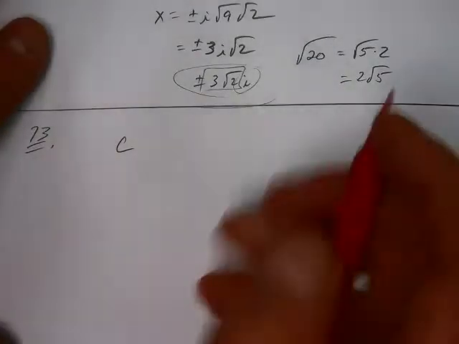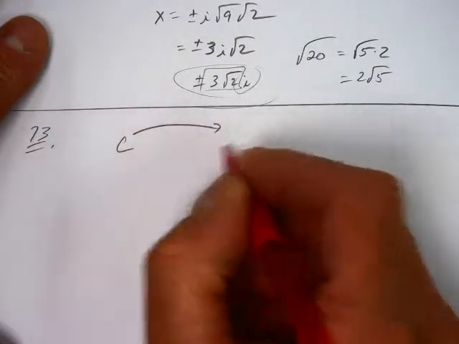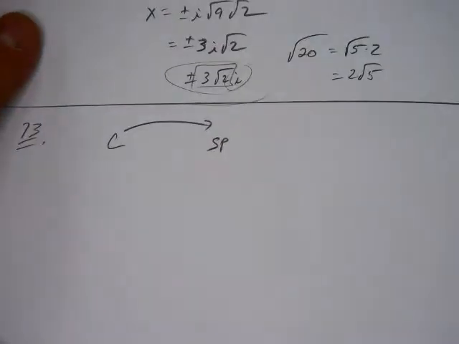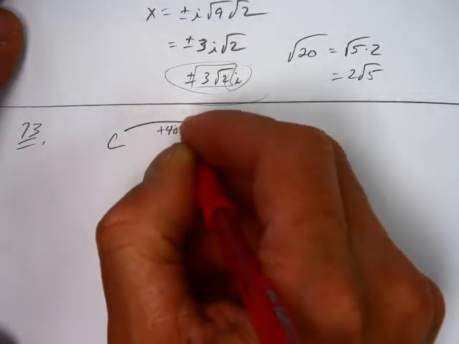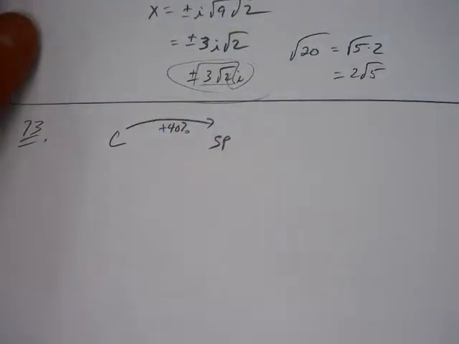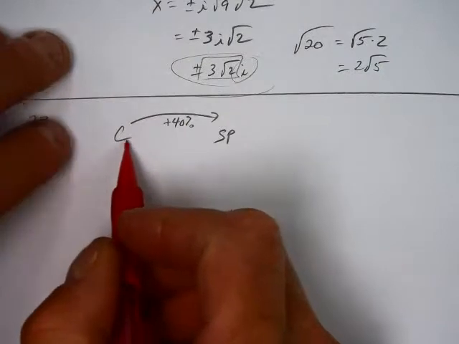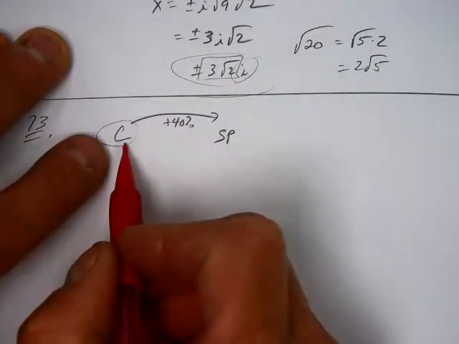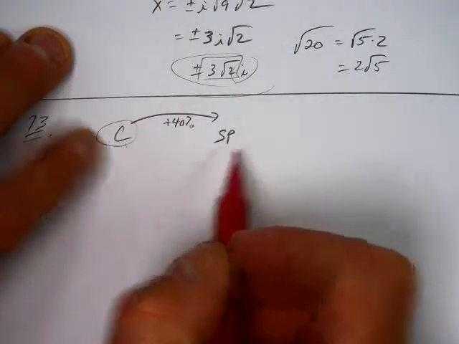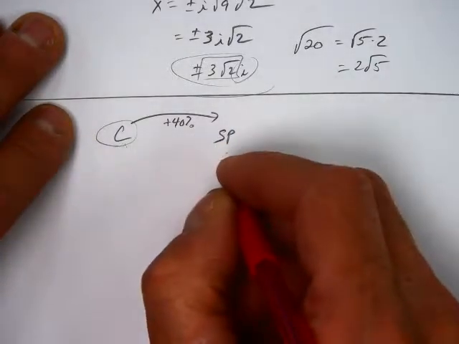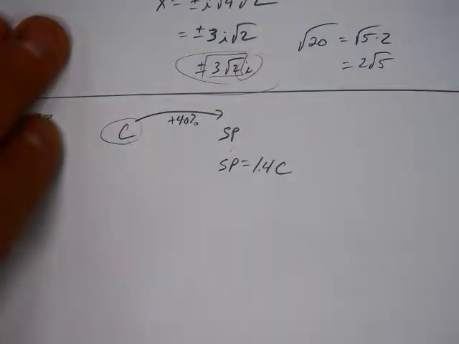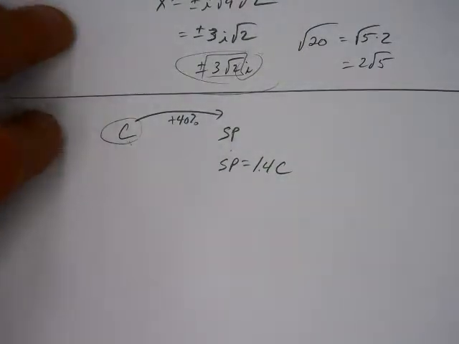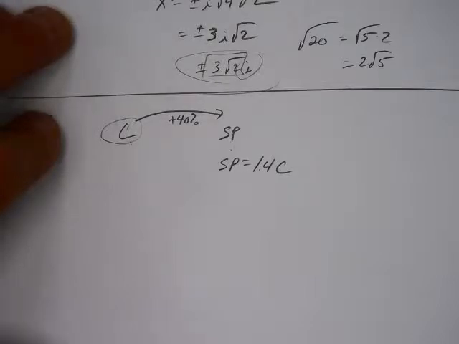How do they get to what they're going to sell it for? Let's call it SP, for selling price. Okay? It says it's 40% more. Okay? So, let's start from cost to get to selling price. What would I take the cost times? 1.4? So the selling price is 1.4 times the cost. 40% greater. Oh, okay. 1.4, okay.